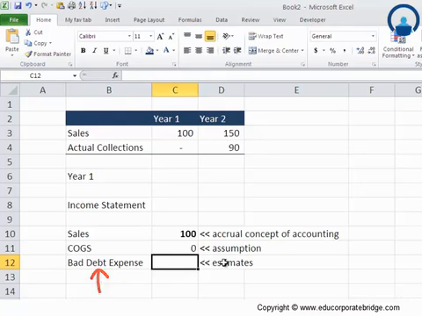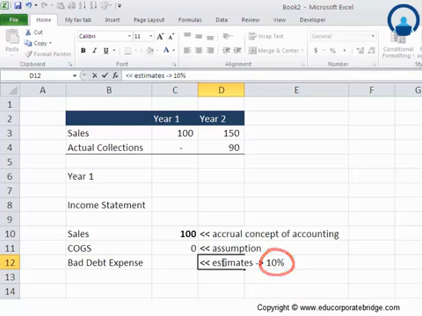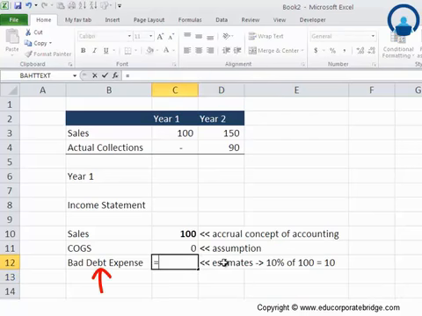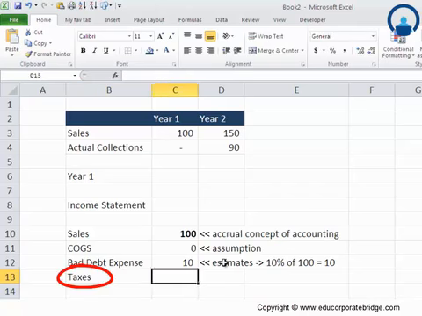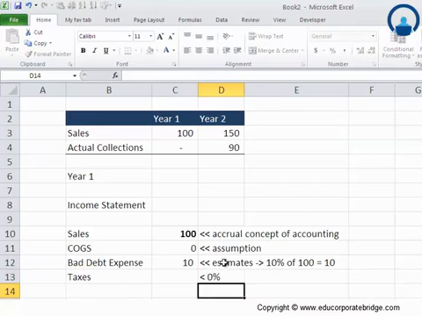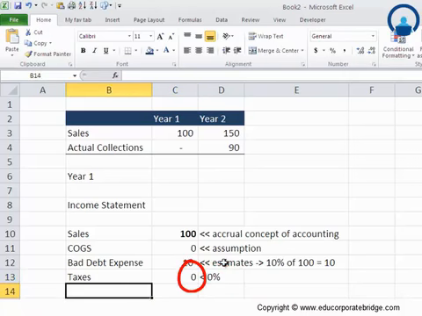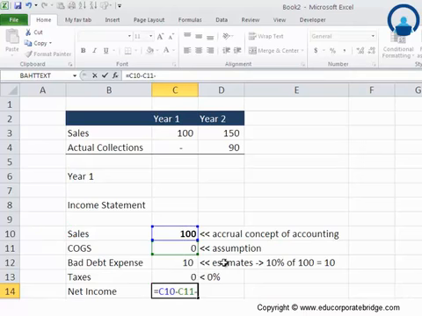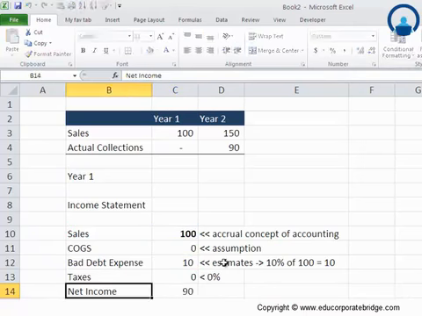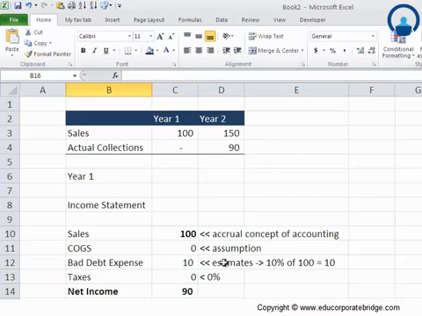So bad debt expense was the estimate provided by the management, and this was 10% of the sales. So this is 10% of 100, which is equal to 10 here. So bad debt expense is 10% multiplied by 100. We'll assume that the taxes are at 0% so that this stays at 0 and doesn't introduce other complexities. And finally the net income here would be sales minus COGS minus bad debt expense minus taxes. So the net income here is $90 in this case.